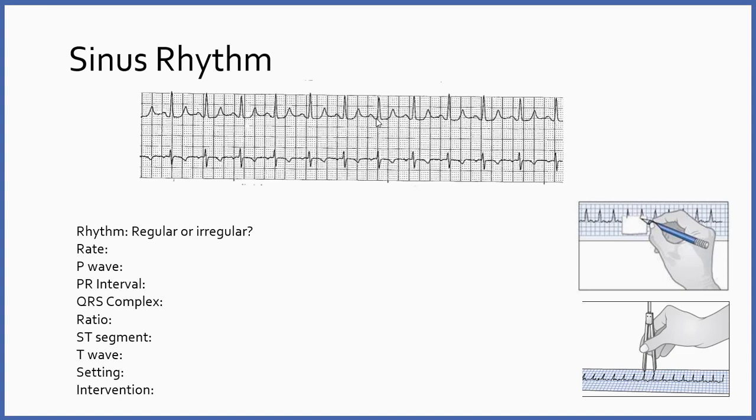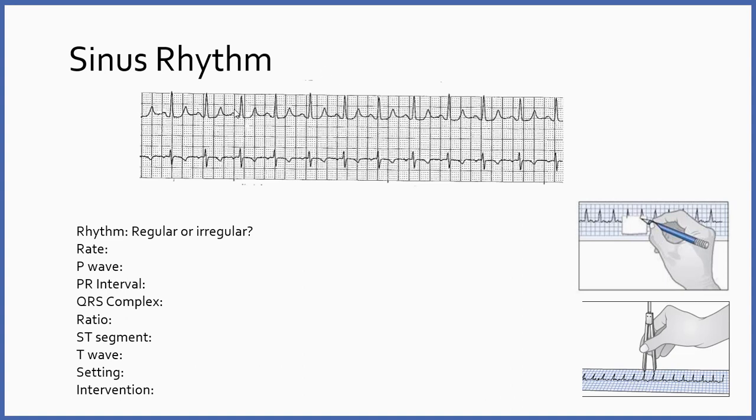So far, so good. And actually, because I already know the rhythm is regular, the rate is in the 90s, and I see a P wave in front of every QRS with a normal PR interval, I already know that this is a sinus rhythm. I know this came from the sinus node. But I'm not done yet, because I need to look for other problems.